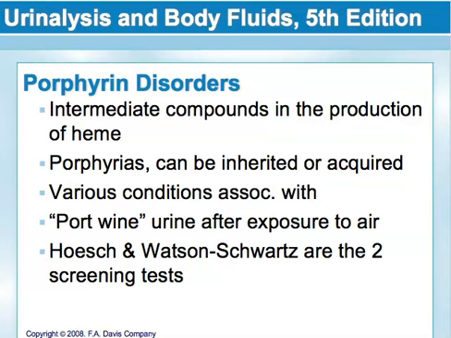Okay, the next group is the porphyrin disorders. Porphyrins are the intermediate compounds in the production of heme. The porphyrin disorders are collectively known as the porphyrias, and they can be inherited or acquired. Conditions associated with the acquired form include lead poisoning, excessive alcohol intake, iron deficiency, chronic liver disease, and renal disease. The urine will be a port wine color after exposure to air, so it's just kind of a very dark burgundy color. The Hoesch and Watson-Schwartz are two different types of screening tests that can be used for this one.